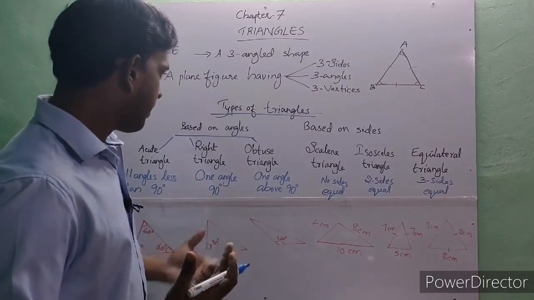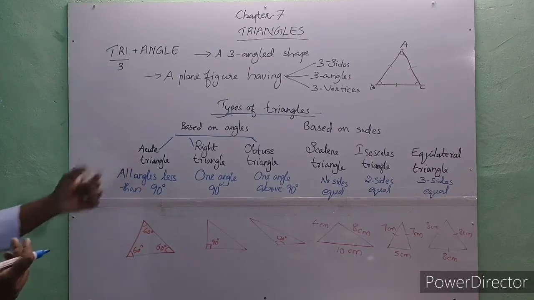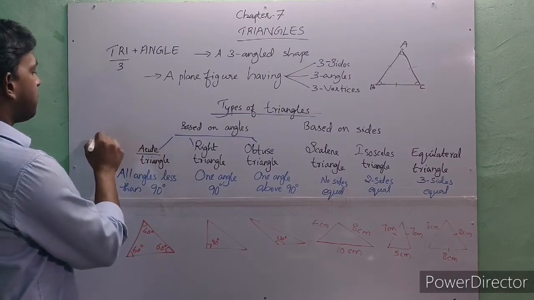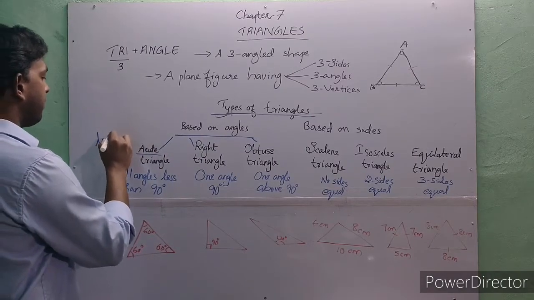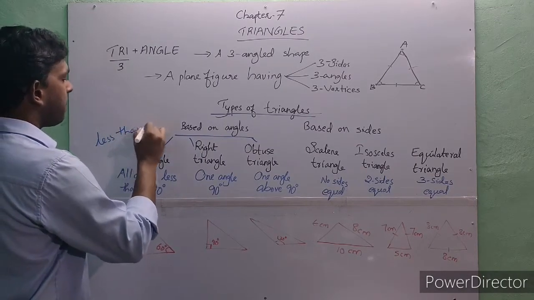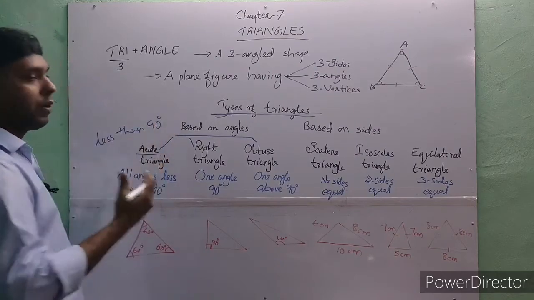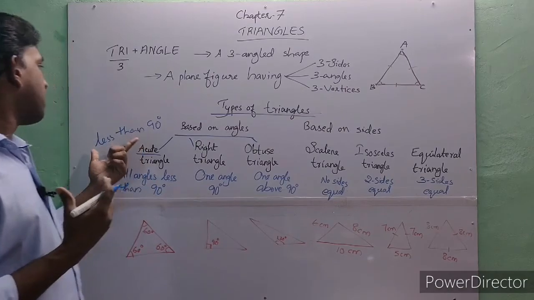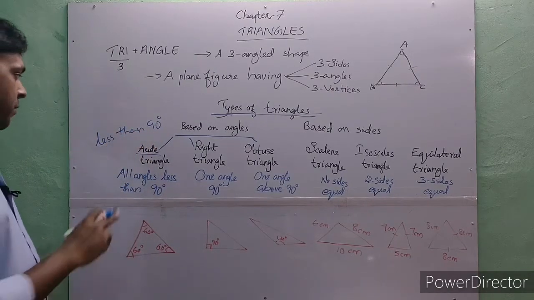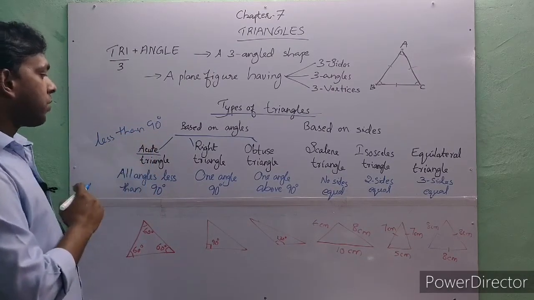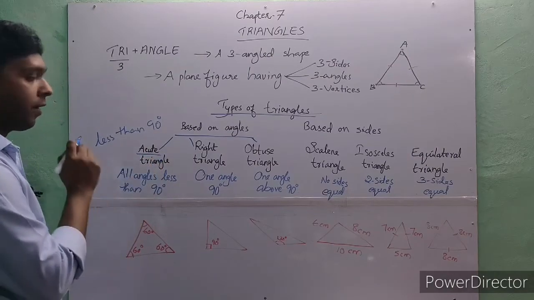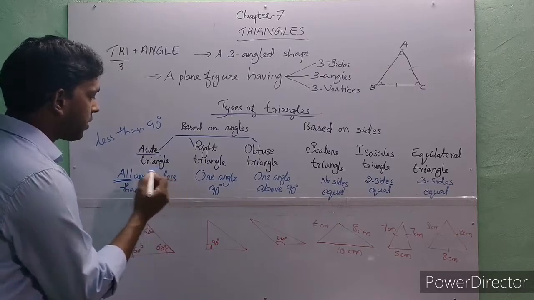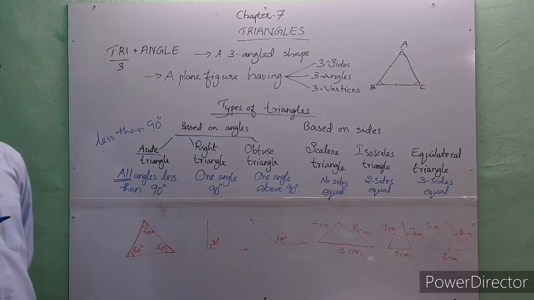Now let's try to understand what they are. What do you mean by acute? Always remember that acute means less than 90. The moment we hear acute angle, what should come to our mind? Nothing else but less than 90. So what do you mean by an acute triangle? An acute triangle is a triangle whose all angles are less than 90 degrees.